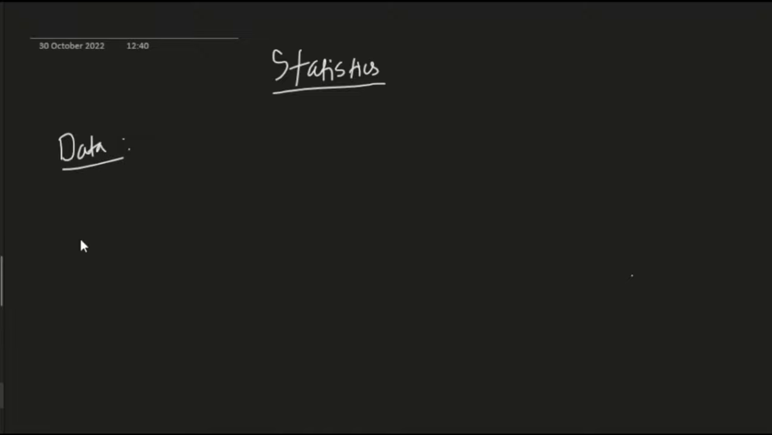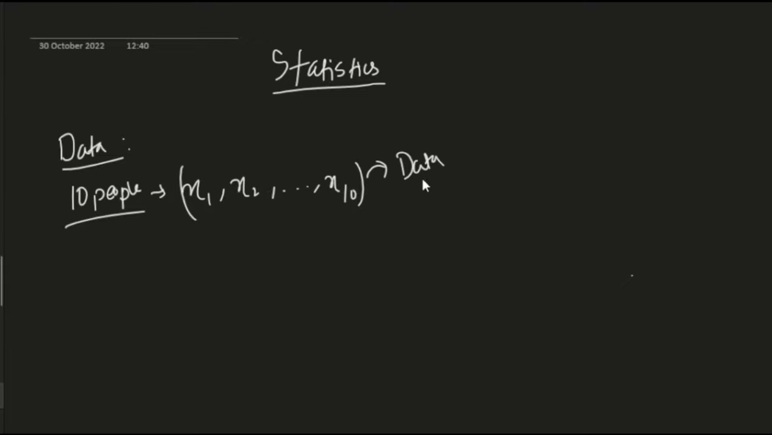For example, what we can do is we can measure heights of certain people. So let's say we have 10 people, and we measure the height of each of them. We can name the heights measured as x1, x2, and all the way up to x10. Let these be the data points. Okay, so what are these? These are the data for our sample experiment.